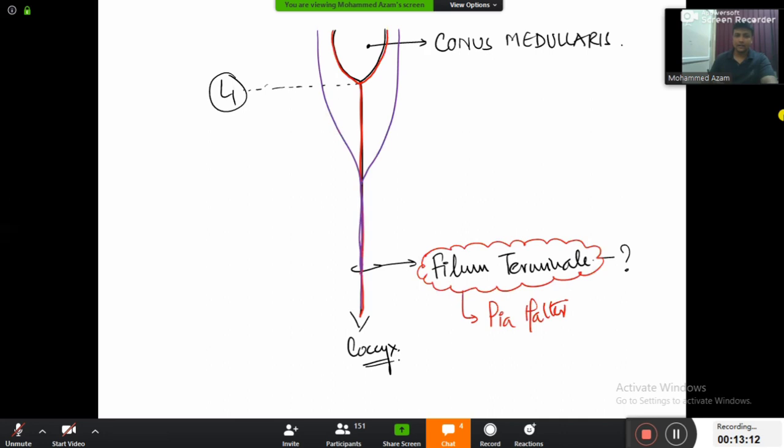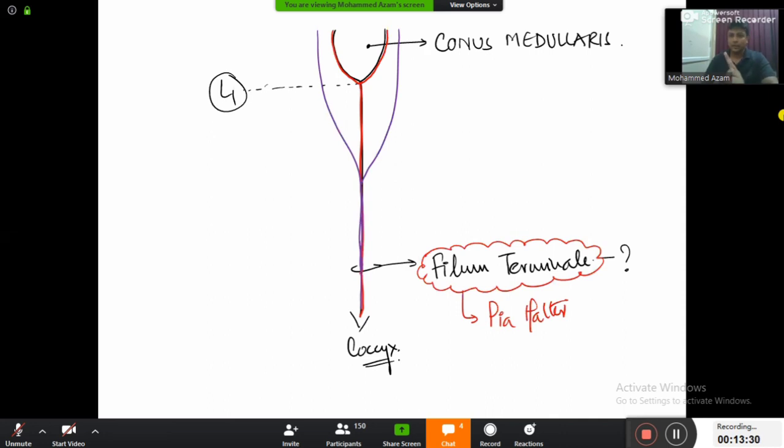So I repeat this once more, guys. This red colored line here is the pia mater, and pia mater will continue down in the form of filum terminale. Outside the pia mater, imagine this blue colored line to be arachnoid, and outside arachnoid mater will be having what, guys? Dura mater. Perfectly correct.